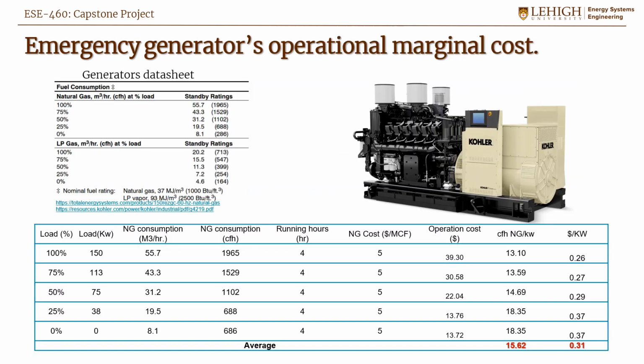To participate in the demand response program, we should first calculate the operational marginal cost of the generators. From the generators' datasheet, we calculated the operational marginal cost, which is around $0.3 per kilowatt, as shown in the table with the red highlighted numbers.